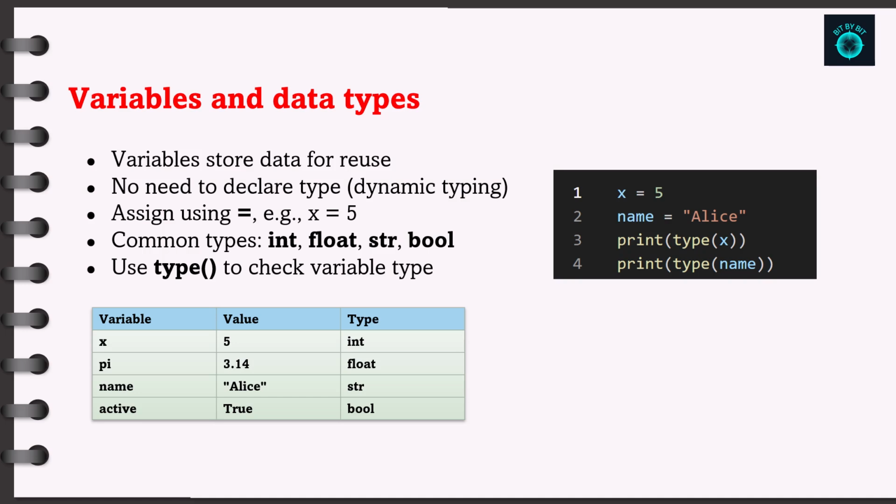Python supports several built-in data types. The most common are int for whole numbers, float for decimal numbers, str for strings or text, and bool for true or false values. You can use the type function to check what type a variable is holding.